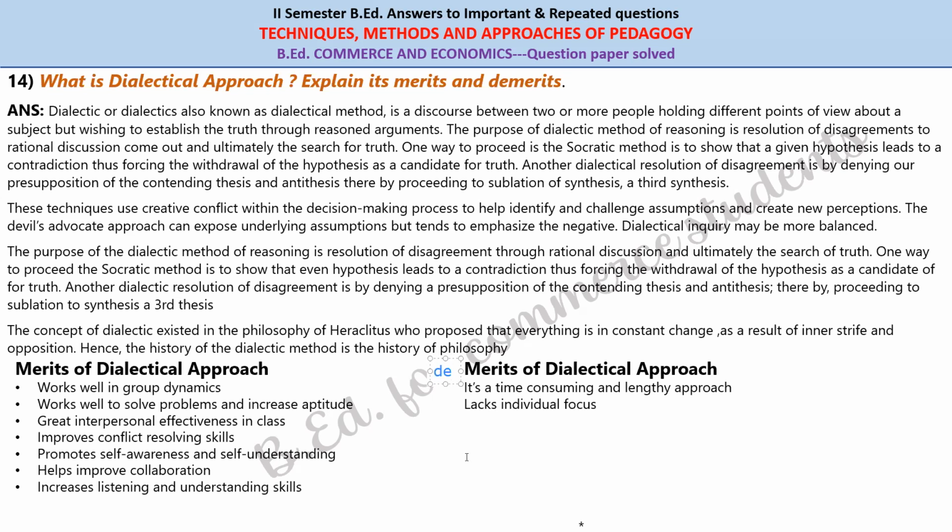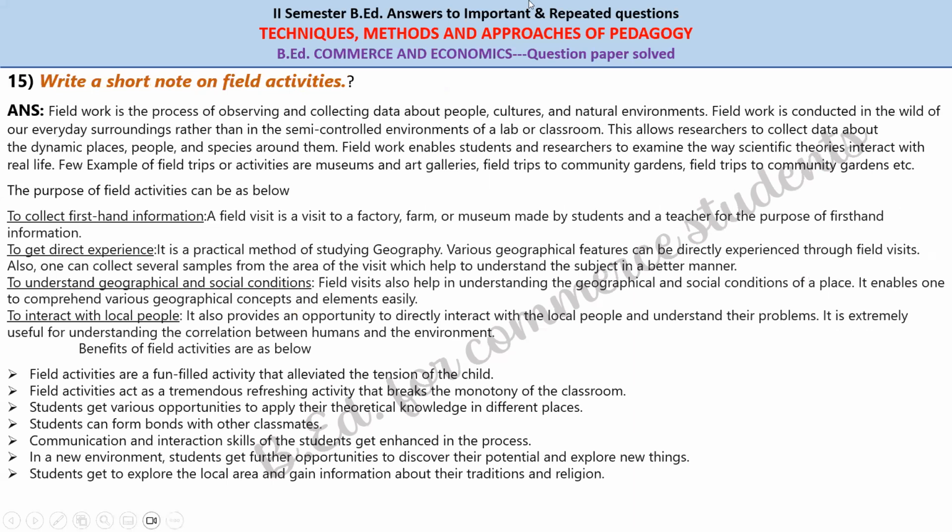So let's go to the next question. Sorry for that. Write a short note on field activities. So what are field activities? It's very synonymous with what the question is.